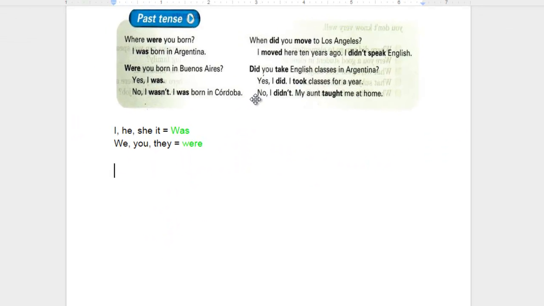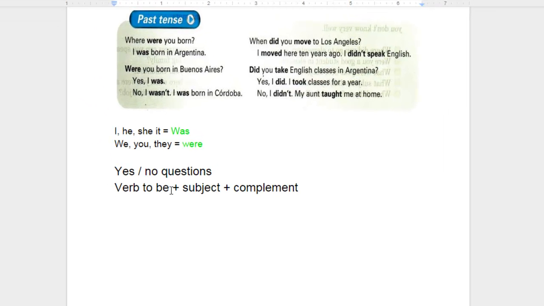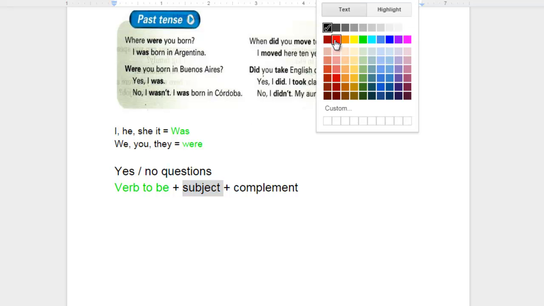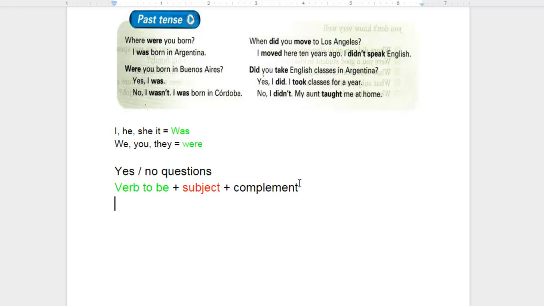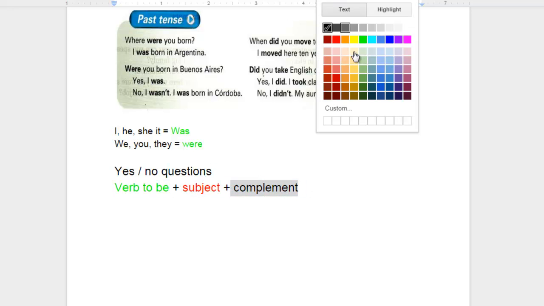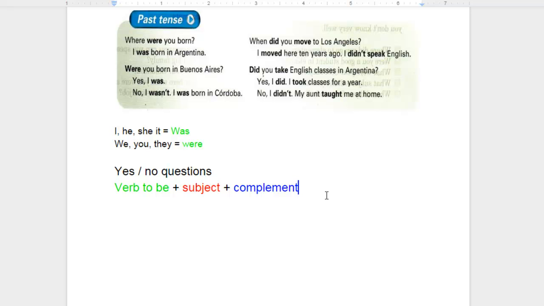Now, let's try to make sense of the different types of questions that we have. First of all, we're going to talk about yes or no questions. And that will be the second one that you see there. I'm going to try to make sense of that question, and then we're going to practice making a few. So let me start by writing down a formula. The first thing that we're going to include will be the verb to be, and I'm going to color this in, let's say, green. I'm going to color this subject in, let's say, red. And the complement, I'm going to color in something different. I'm going to use blue this time.